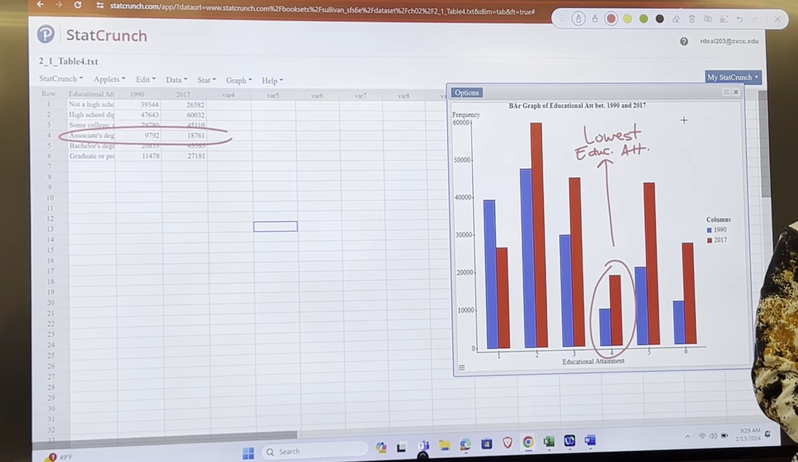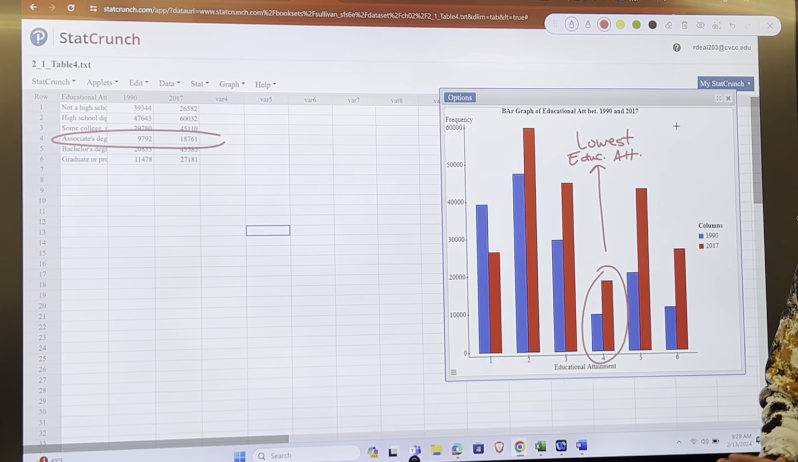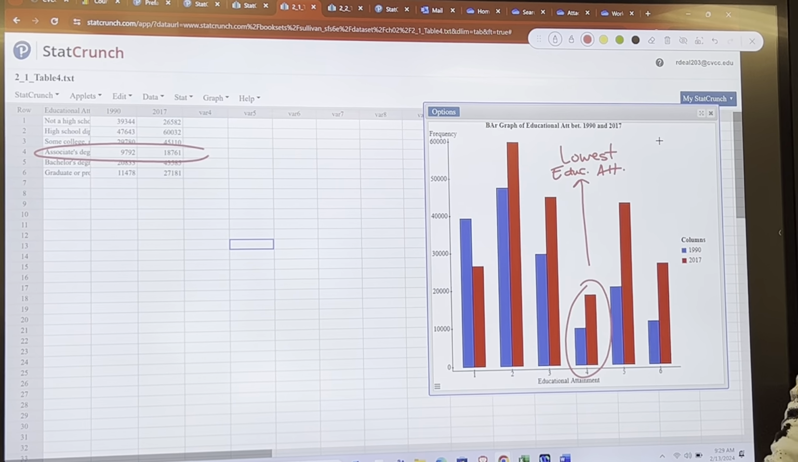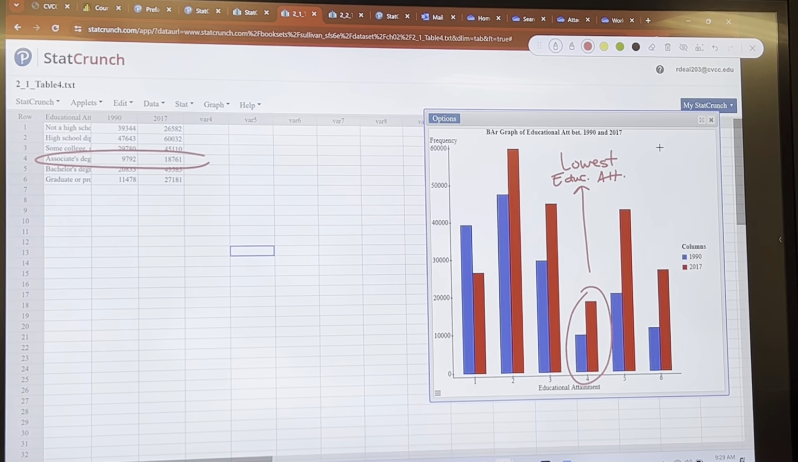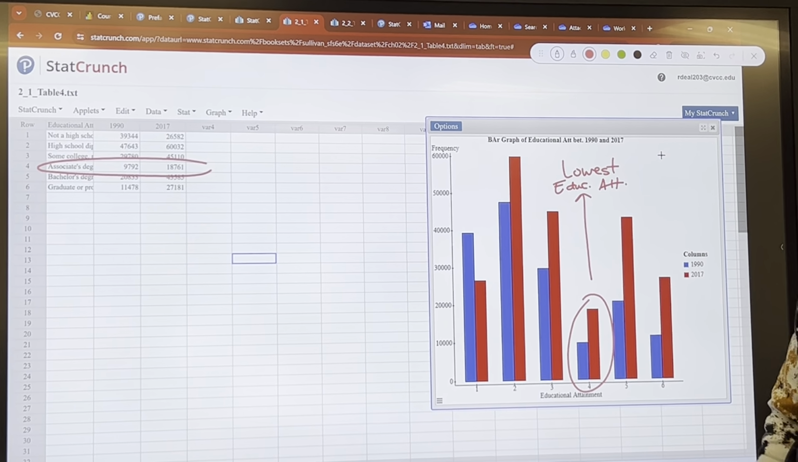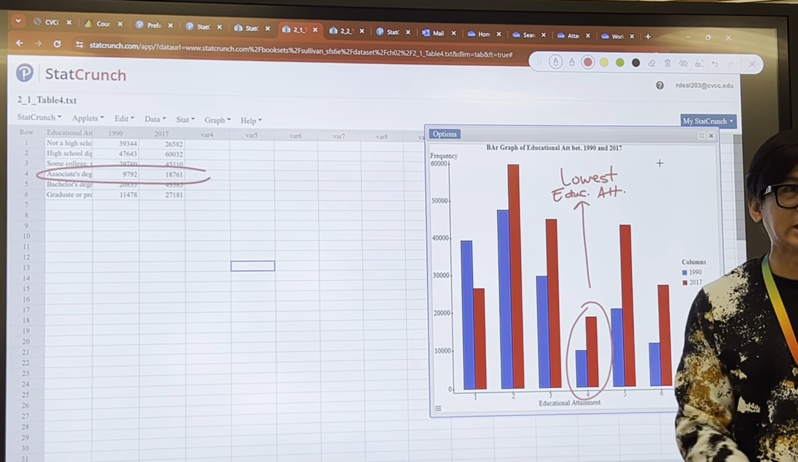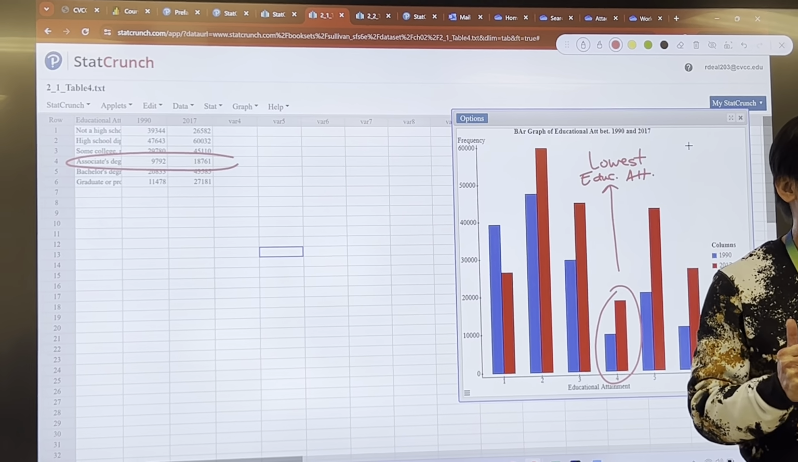On both years, 1990 and 2070. Get it, guys? So I'm giving you analysis for such. And which one has the highest among all of them, regardless of the year? That's number 2, which is high school diploma. Get it, guys? Yes, right.